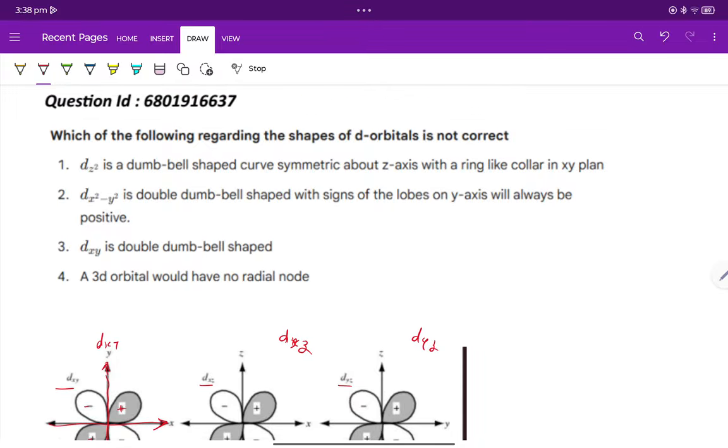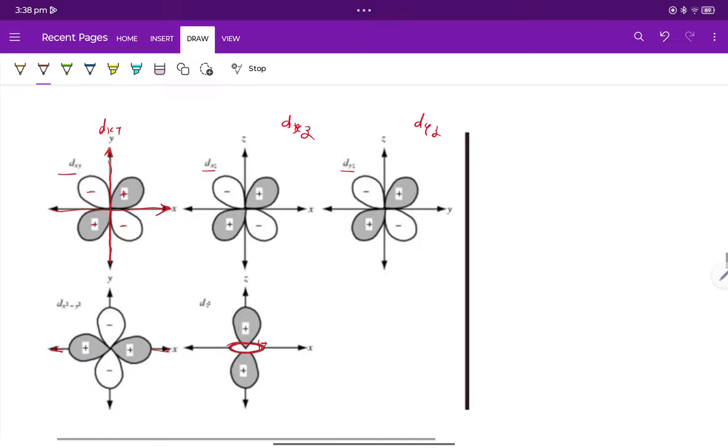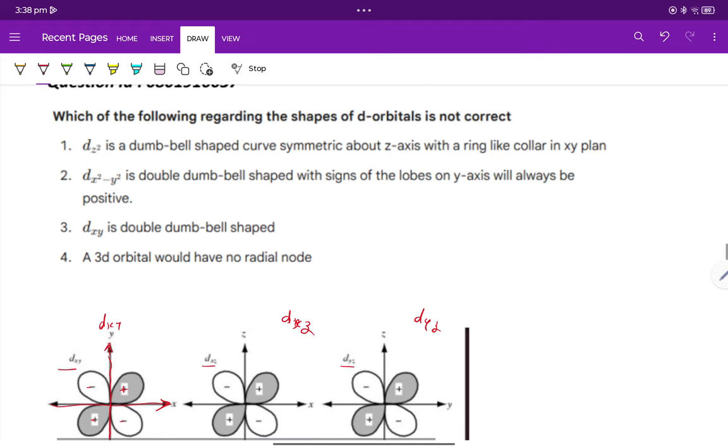First one: dz square is a dumbbell shaped curve symmetric around the z-axis. Exactly, that is a dumbbell shape. It is symmetrical around the z-axis with a ring-like collar in the xy plane. Actually this is the plane. So that is the correct one.